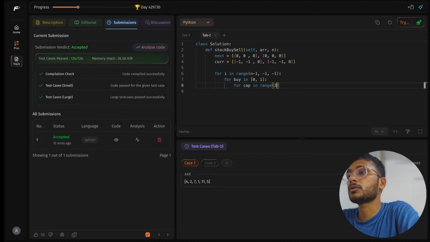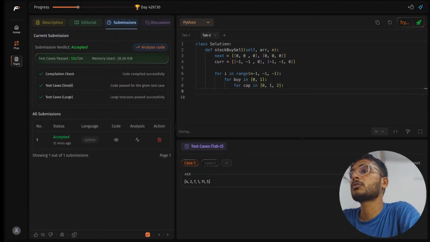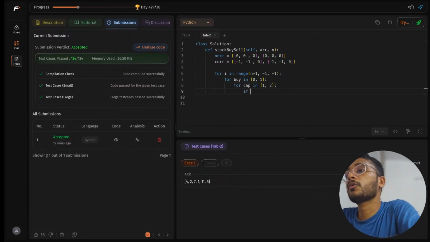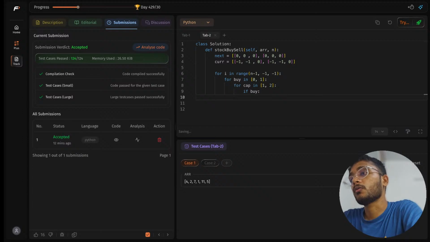0, 1, 2, 3. I will use 0, 1 and 2. And for capacity 0 it will be 0, so I won't even consider it. So I will say 1 and 2. Better if I use 2 and 1. So if buy, then what are the options I have?